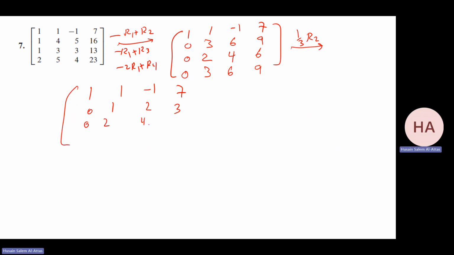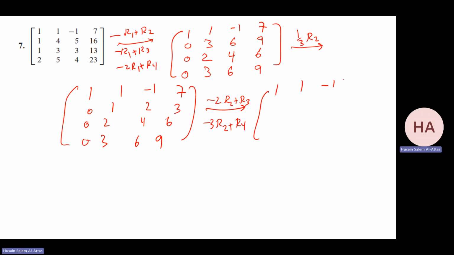But let me do it completely. So the second row by -2 and add it to the third, and the second row by -3 and add it to the fourth. 1, -1, 7, 0, 1, 2, 3. That will be 0, 0, 0, 0, and the same thing here. So the rank of A will be 2.